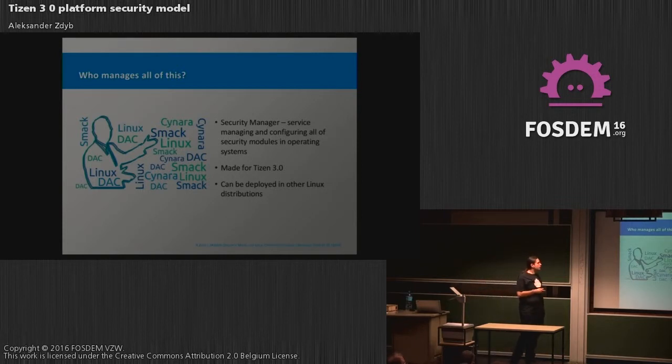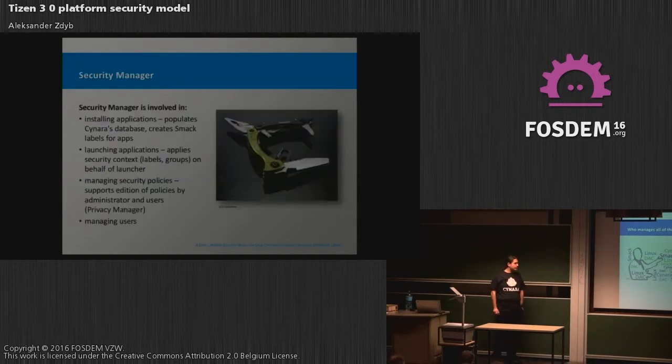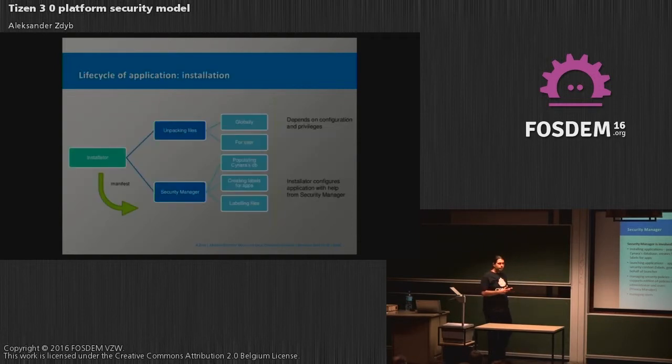So, what is the life cycle of the application? First, I need to tell you about Security Manager. It's also a user space service, which manages all steps in the life cycle of the application. Basically, it helps with installing applications, so the DAC rules and the SMACK rules should be populated when installing an application. It applies the security context when running the application, I will tell more about it in a minute. It manages security policies, for example reading the manifests of applications, or allowing the privacy manager to alter the policy, and it also manages users.